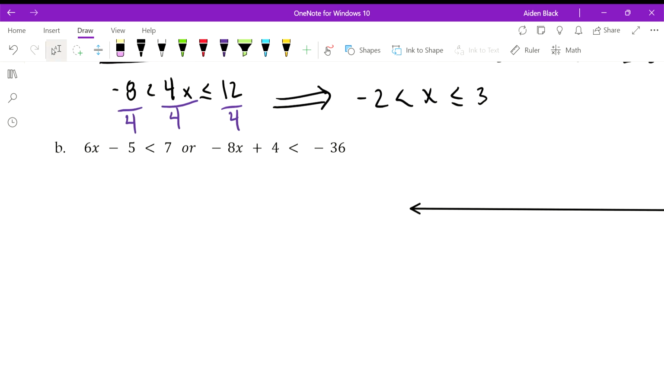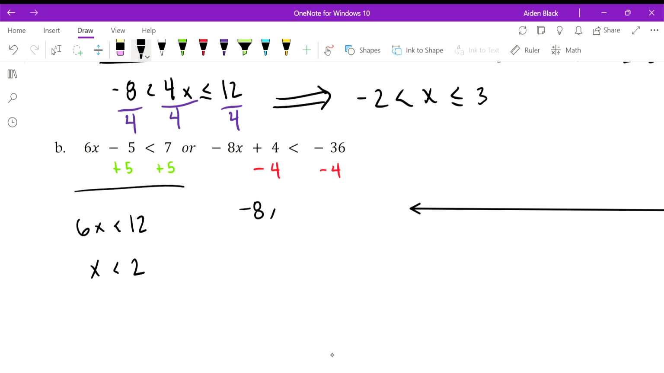Okay, here we have one that's a little more complex because we have 2 as a compound inequality. So let's see, let's add 5 to both sides for this one. We get 6x is less than 12. If we divide both sides by positive 2, we get x is less than 2. For our other one, we can subtract 4 from both sides, and we get negative 8x is less than negative 40.